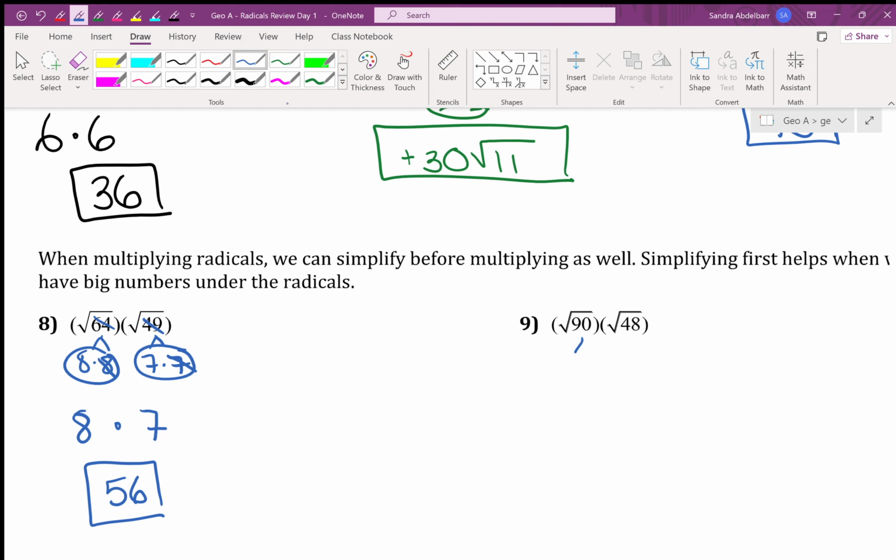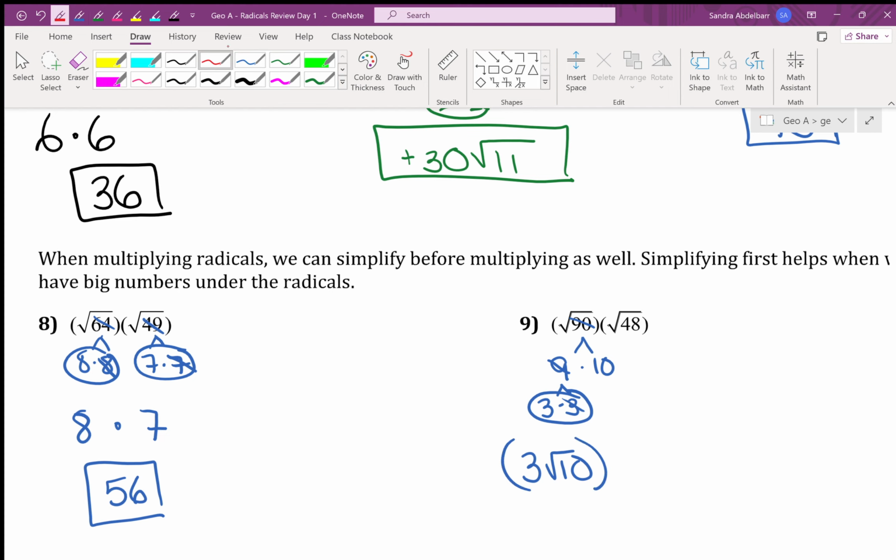So for 90, what are you all thinking for 90? 9 and 10. I like 9 and 10. And then 9 becomes 3 and 3. Is there any point in breaking down the 10? There's no point because there wouldn't make any pairs anywhere. So this would just be 3 root 10.